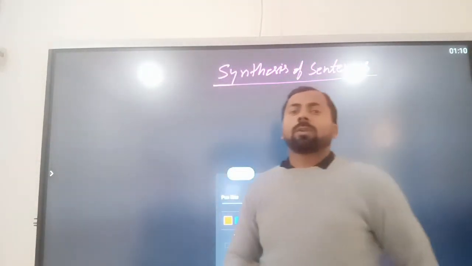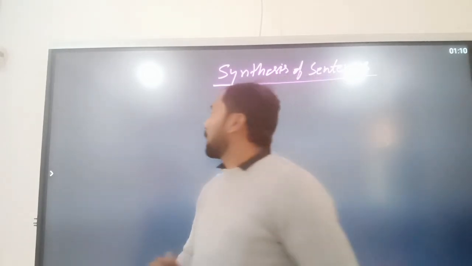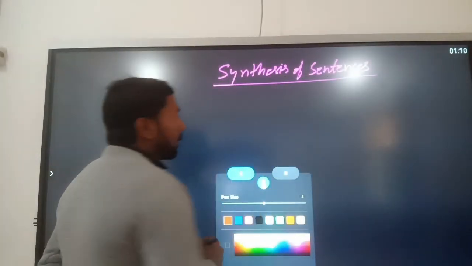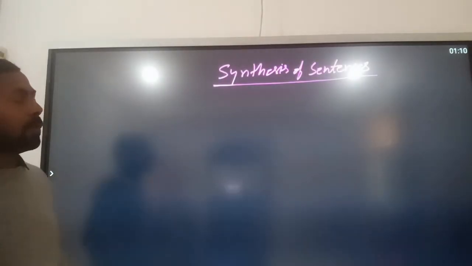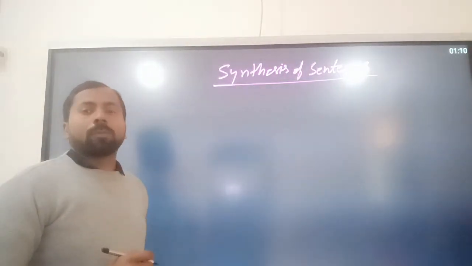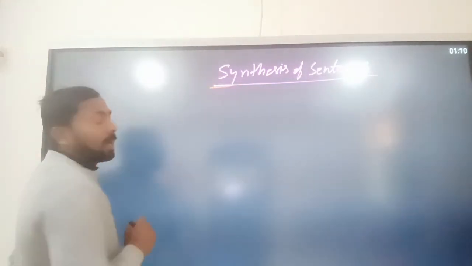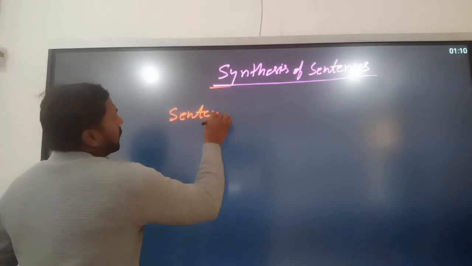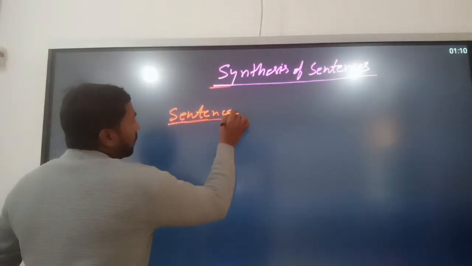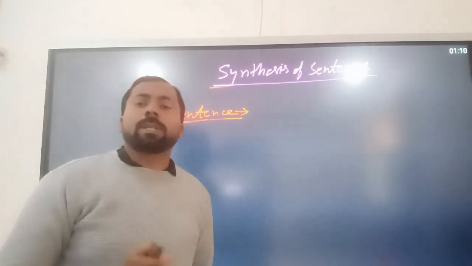Today we are going to discuss the topic synthesis of sentence. Before starting this chapter, we have to learn some important points about synthesis. First, synthesis depends on the sentence, and everyone knows what the meaning of sentence is. Sentence is divided into three forms according to the structure of the sentence.